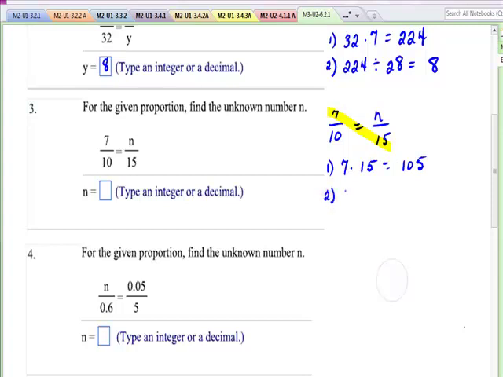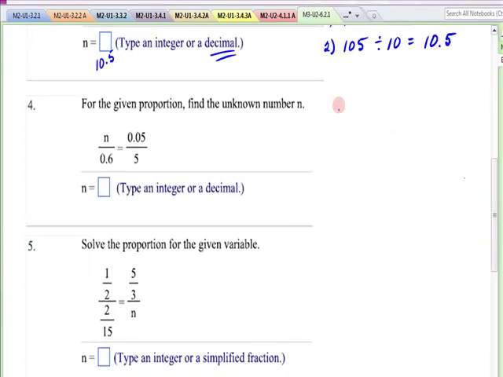Step number 2, use the 105, divide it by the number I haven't used yet, which is 10. And it's going to go in there not evenly, it's going to go in there 10.5 times. I notice that it says to give a decimal if it's not an integer, so my answer is 10.5. 10 times 10.5 is the same as 7 times 15.